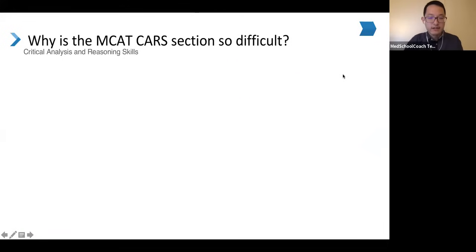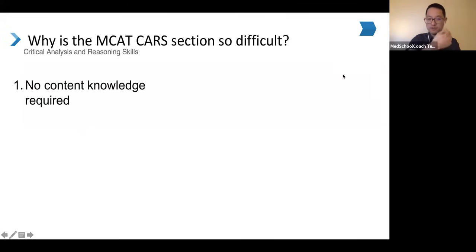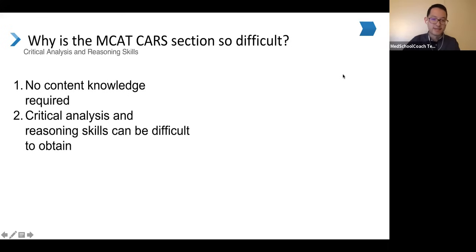Okay. So now let's talk a little bit about the CARS section. What makes the CARS section so difficult? So number one, no content knowledge required, right? And at first this sounds fantastic. You're like, I don't have to study anything for the CARS section, but that ends up not being true at all, because at the same time, it means that there isn't any content that you can study and feel prepared for this section. And that's because the CARS section isn't testing any content within the passage. It's really testing your ability to think critically about the material and reason through the passage.